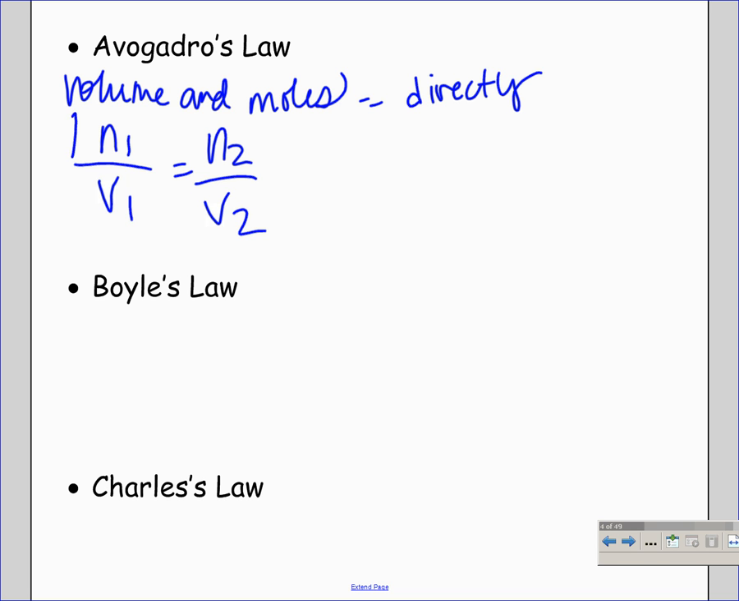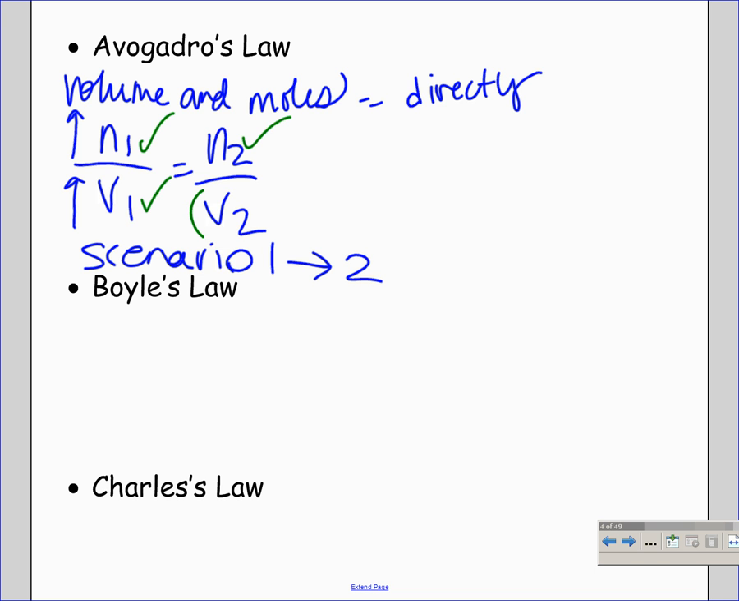As I increase moles, I should be increasing volume. So this is going to give you a setup so that you can actually calculate something from scenario one and solve for an unknown I give you in scenario two. So I could give you information about moles and moles and volume, and I could ask you to solve for volume two. How would you do that?